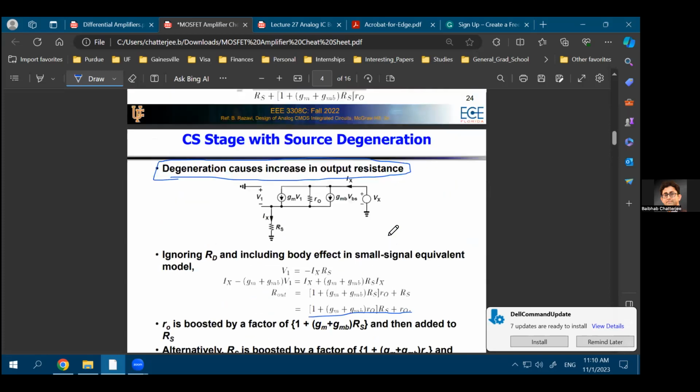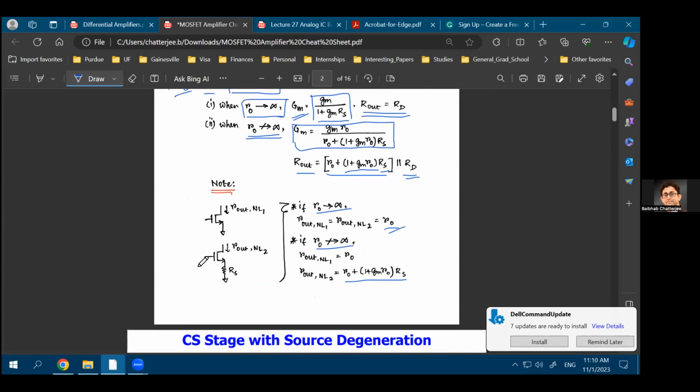Similarly for this case, as you are looking into the drain of the transistor, you can say that you are seeing RO, which is an infinitely large resistance. But if you had to consider a finite RO, this is what you'll end up with. And again, the proof is you just have to solve the small signal model.